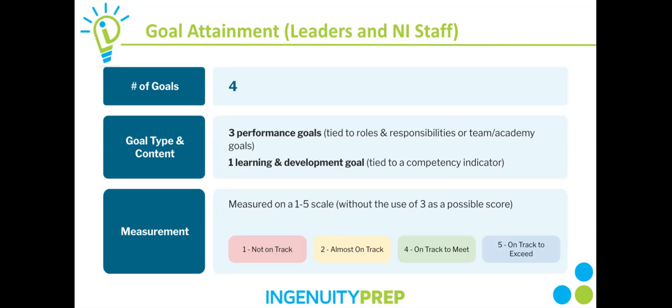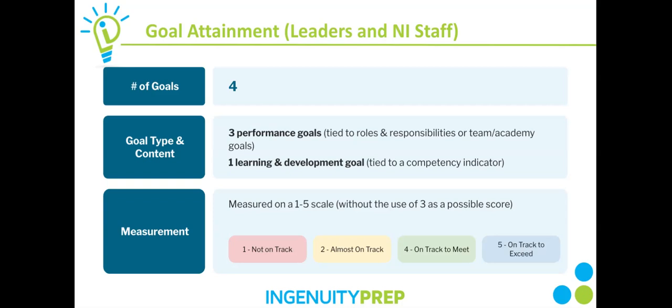Let's dig in a bit deeper into each component, starting with goals. Goals represent the most important what's that staff do in their role to make an impact. All leaders and non-instructional staff have 3 performance and 1 learning and development goal. Performance goals should first be tied to a team or academy goal, where this makes sense to do so. And where that doesn't make sense, they should be tied to a key responsibility of that staff member's role. Learning and development goals must be tied to an indicator from one of the core or leadership competencies.